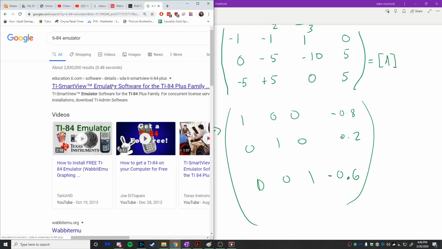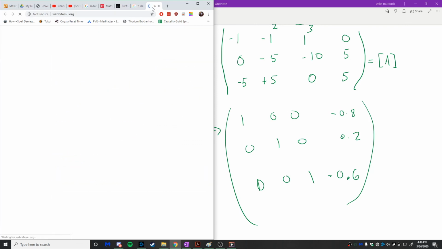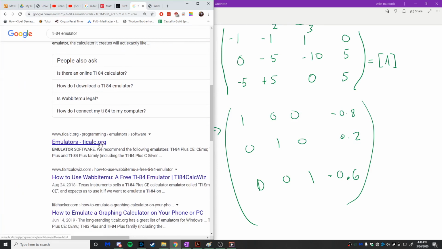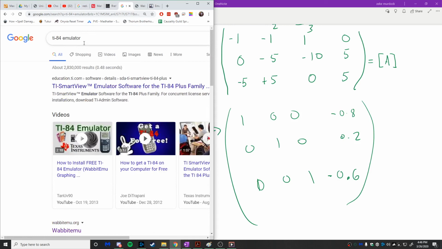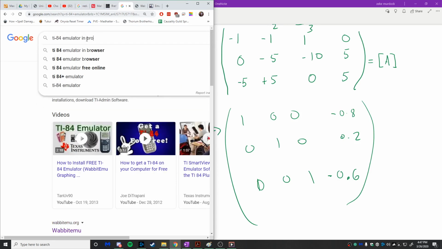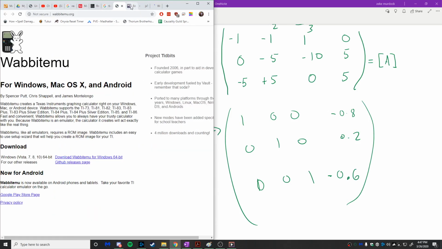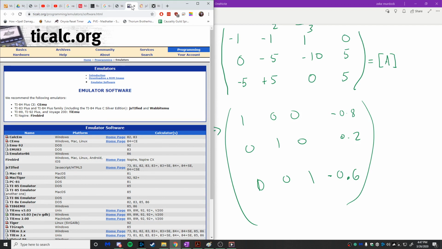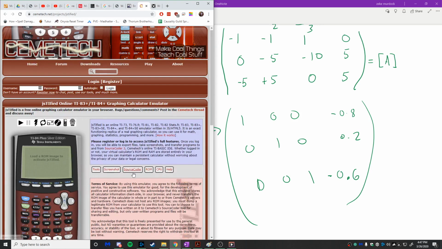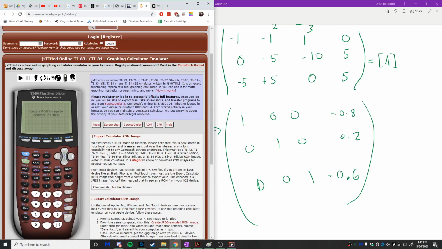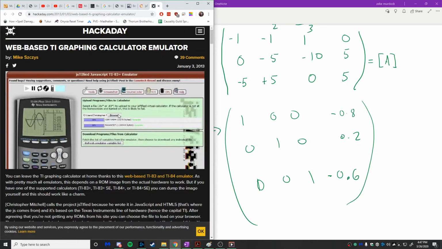Can I do some kind of online TI-84 emulator? Wabbit Emu, will this work? Do I have to download it, though? I don't want to download anything. Will this one work? Load ROM image to activate. So I have to get the ROM. Whatever. I don't want to do that. I'll set this up for next time. Maybe I'll show you guys an example.